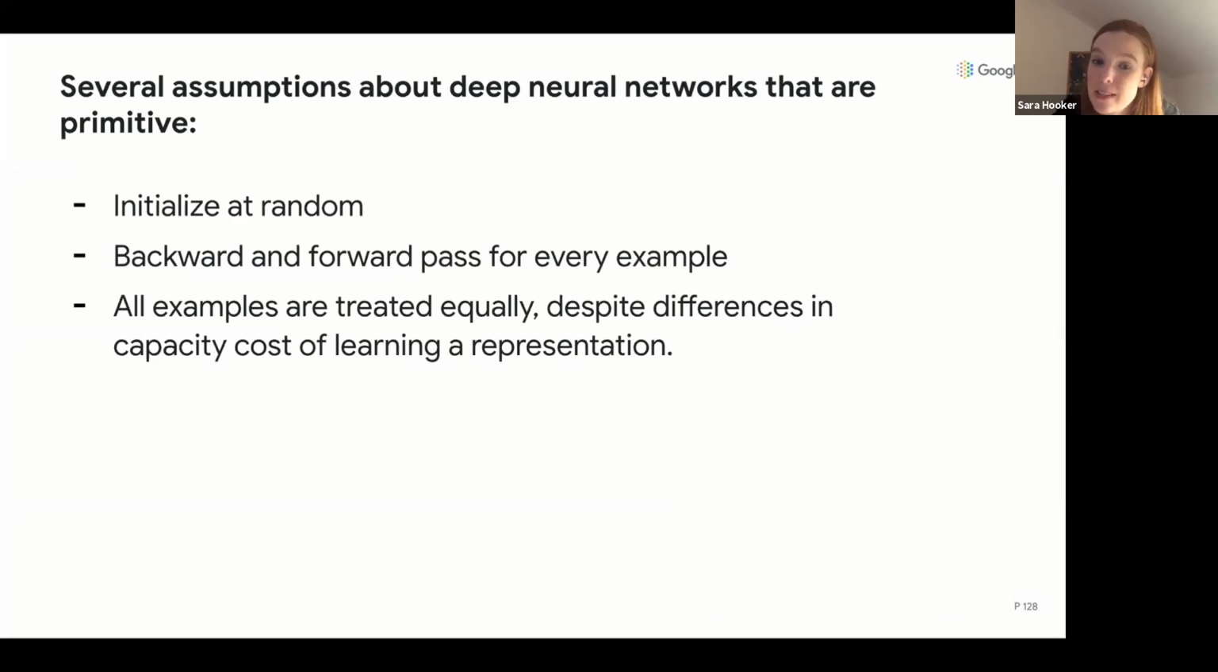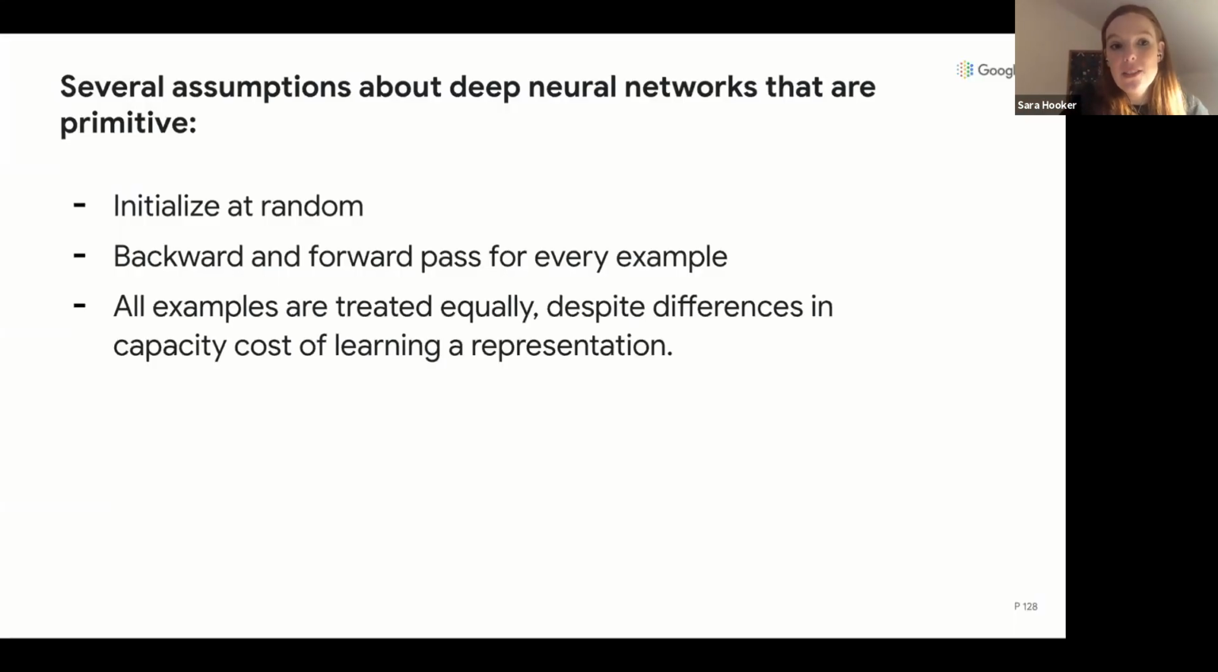Several assumptions about deep neural networks are currently very primitive. So we initialize at random, but our assumption is that we don't know better than to initialize at random. And we do a backward and forward pass for every example, but we all know that all examples are not equal. If I see something very interesting that I haven't seen before, I typically spend longer looking at it. Or if I see something unexpected, I zoom in.